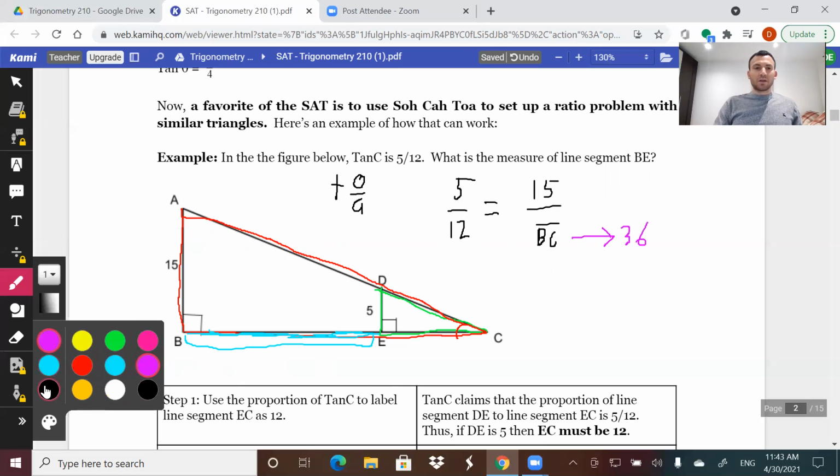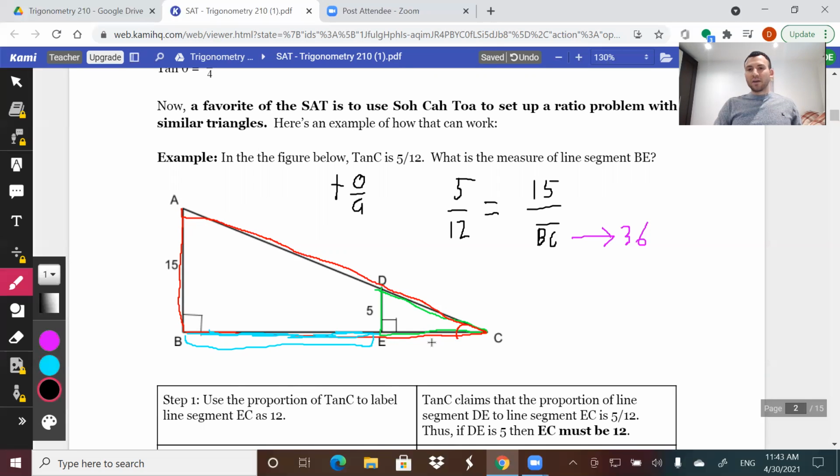We can do the same exact thing to figure out what E to C is. And once we have B to C, we can subtract E to C from it, and that will get us B to E, right? We know ultimately that line BC minus line EC will get us BE.